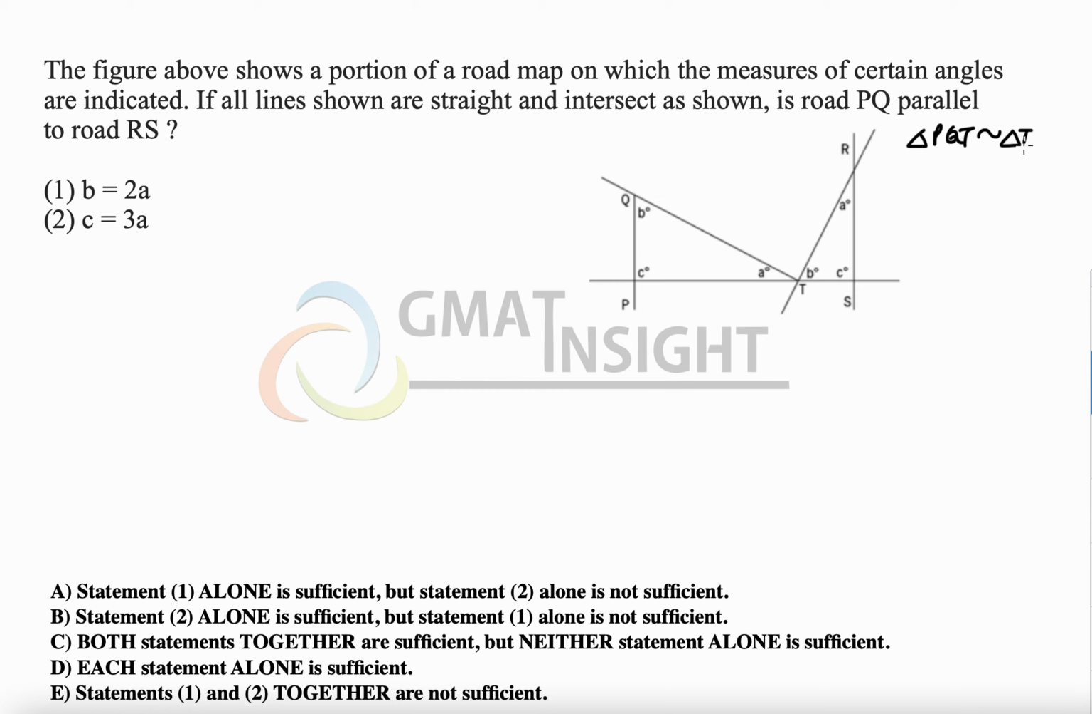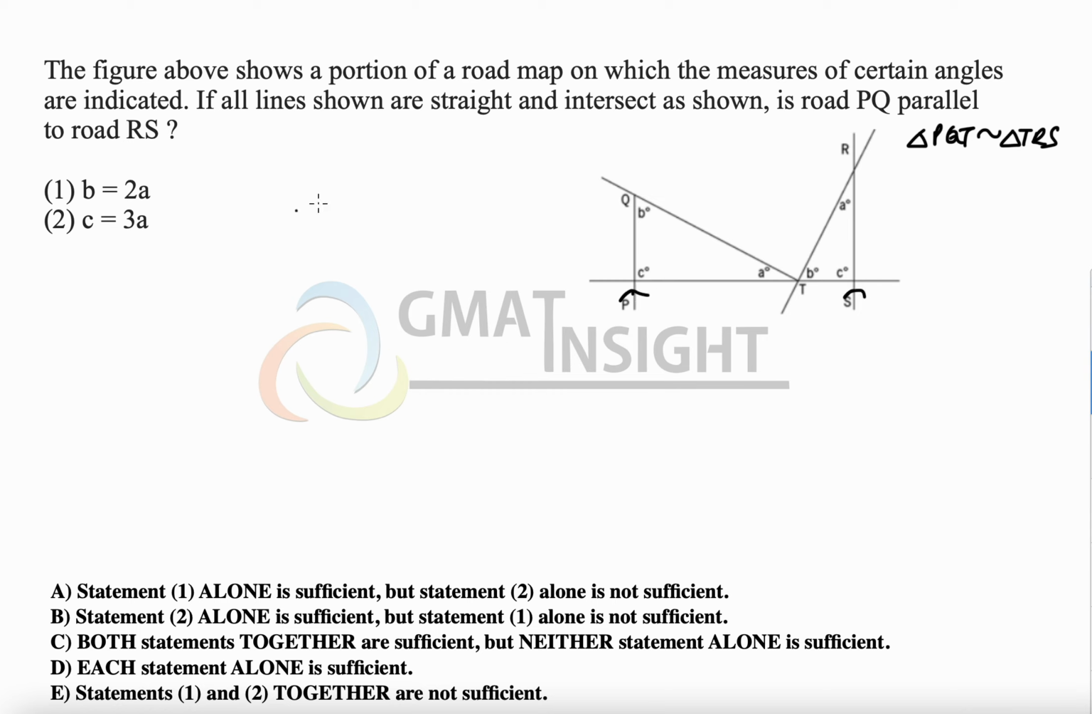TRS. Because if two triangles have the same angles, they are called similar triangles. And in similar triangles, the ratio of the corresponding sides are equal. I don't know whether it's useful here, but it's just to reiterate. If all the lines shown are straight and intersect as shown, is road PQ parallel to road RS? We have to find out whether road PQ is parallel to road RS or not.